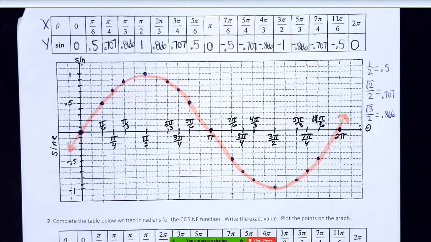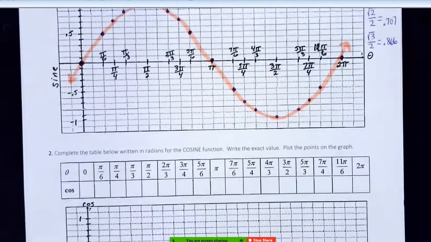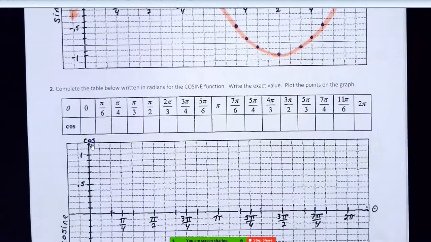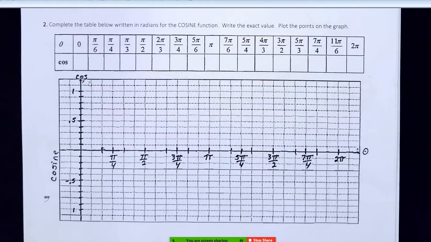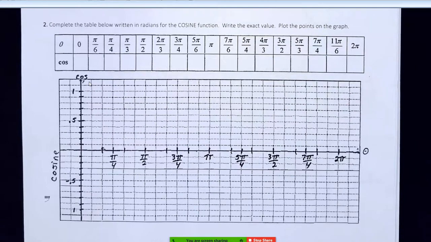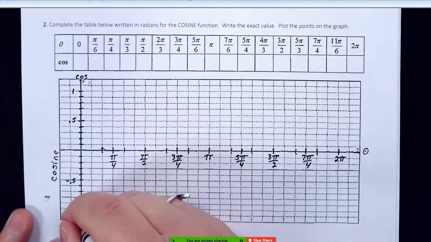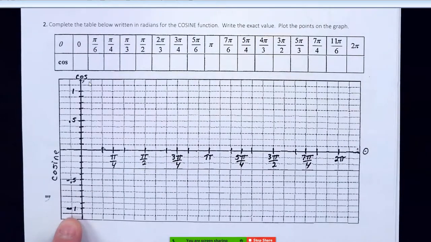Does anybody have a question? Okay, now I'm going to have us do the cosine wave. And let me slide this up just a teensy bit here. Maybe do something for me here real quick. The negative sign is not on the 1 there, just on the y-axis.